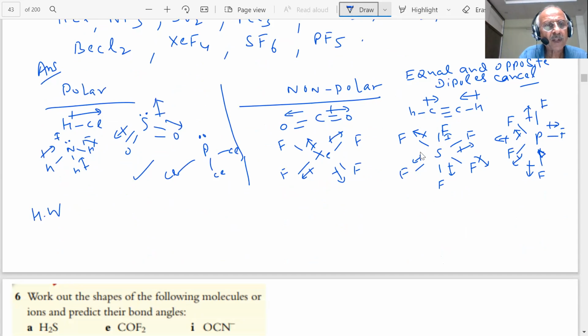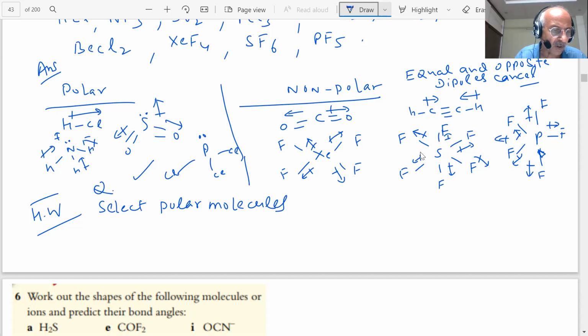I give you homework here. You can try. The question is: select the polar molecules. So you have to draw the diagrams and then you will find.